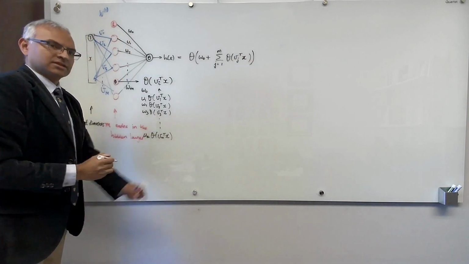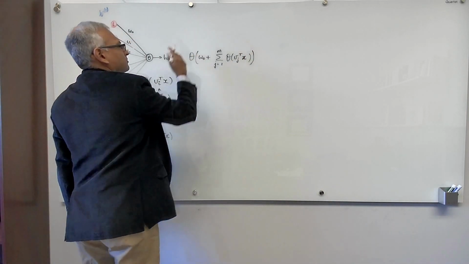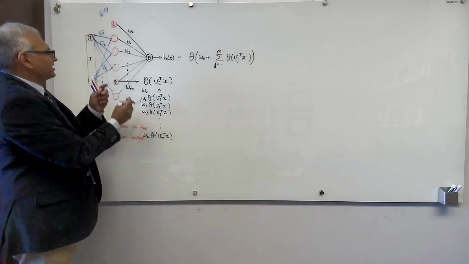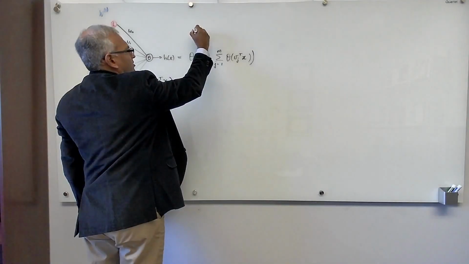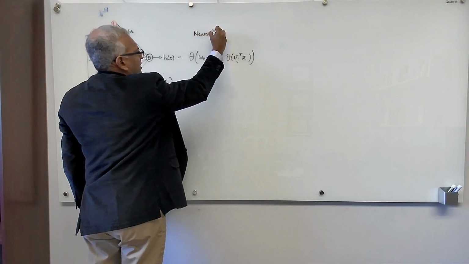And so let us call this the neural network. We'll call it the neural network, although technically it's the single hidden layer neural network with m hidden units. So I'll just call this the neural network.